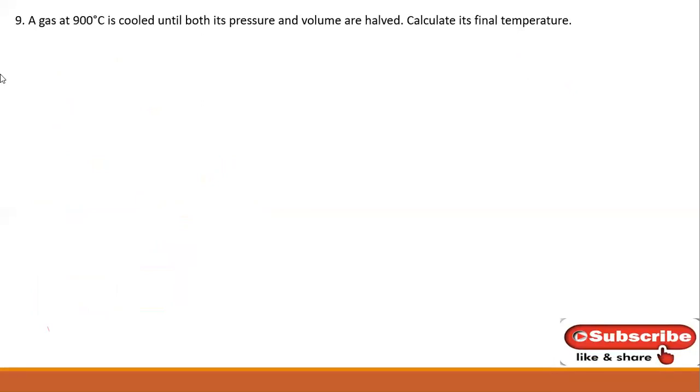A gas at 900 degrees Celsius is cooled until both its pressure and volume are halved. Calculate its final temperature. Gas at 900 degrees Celsius. So let the temperature T1 be equal to 900 degrees Celsius. This is given in degrees Celsius. To convert it into Kelvin, plus 273.15. That is equal to 1173.15 Kelvin. We have converted into Kelvin scale.